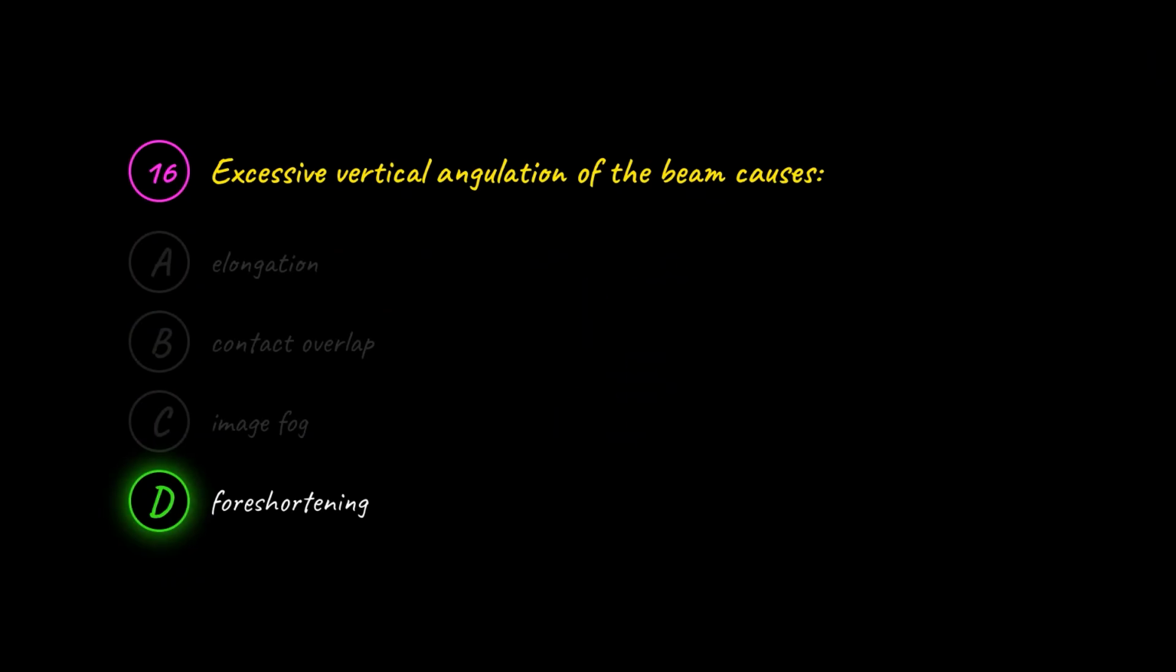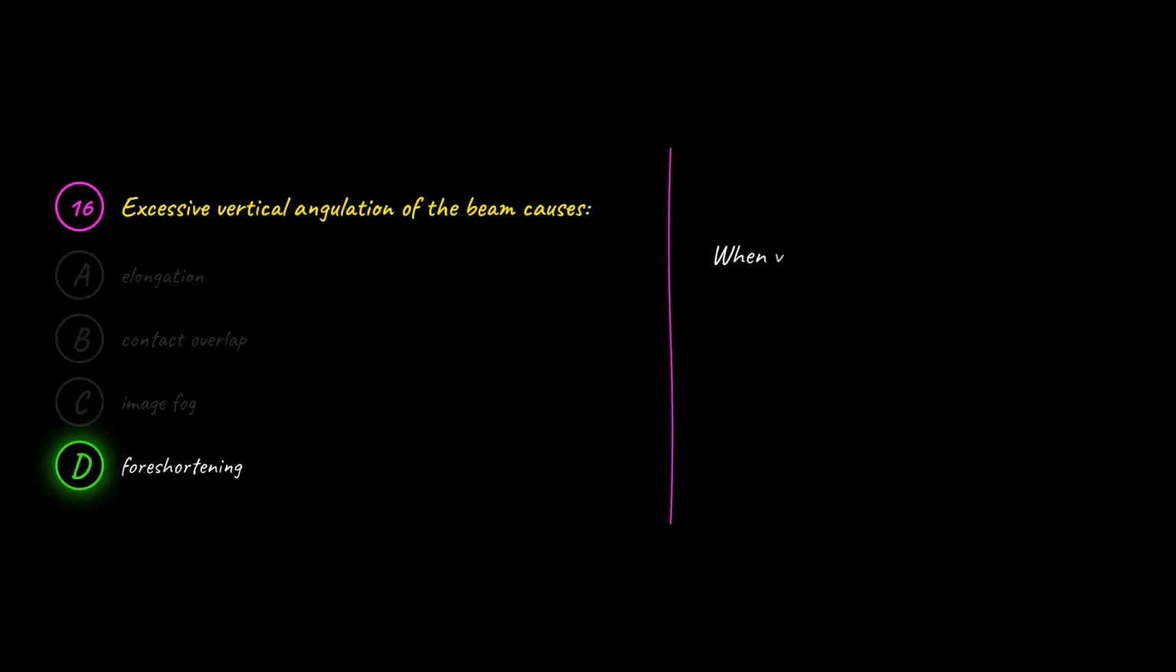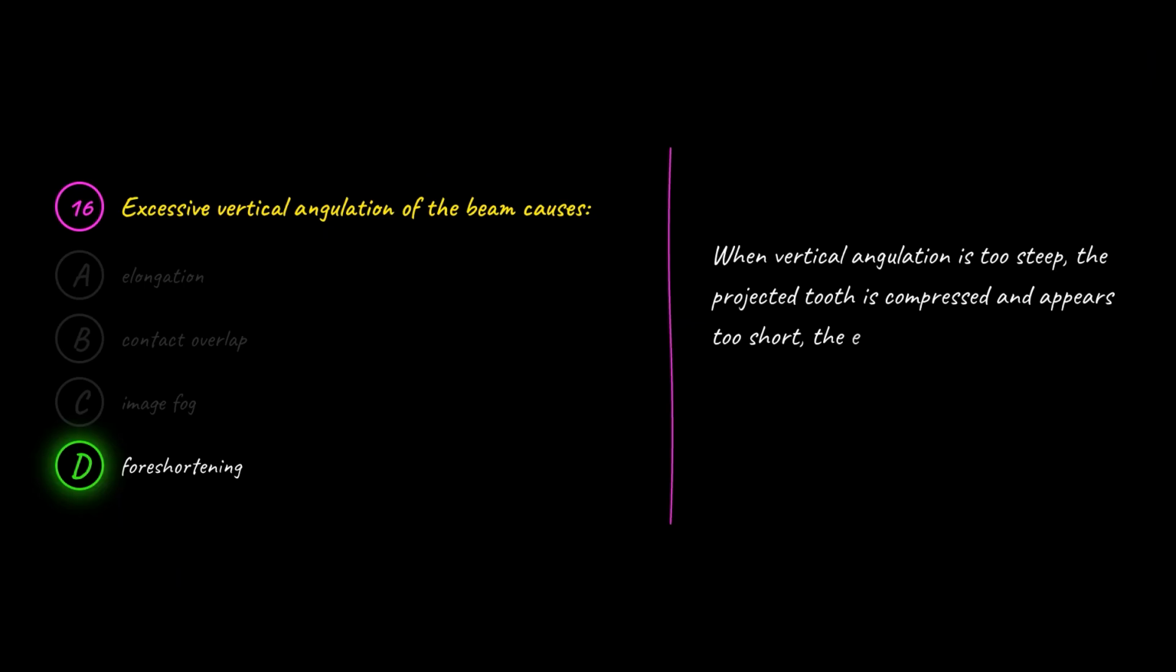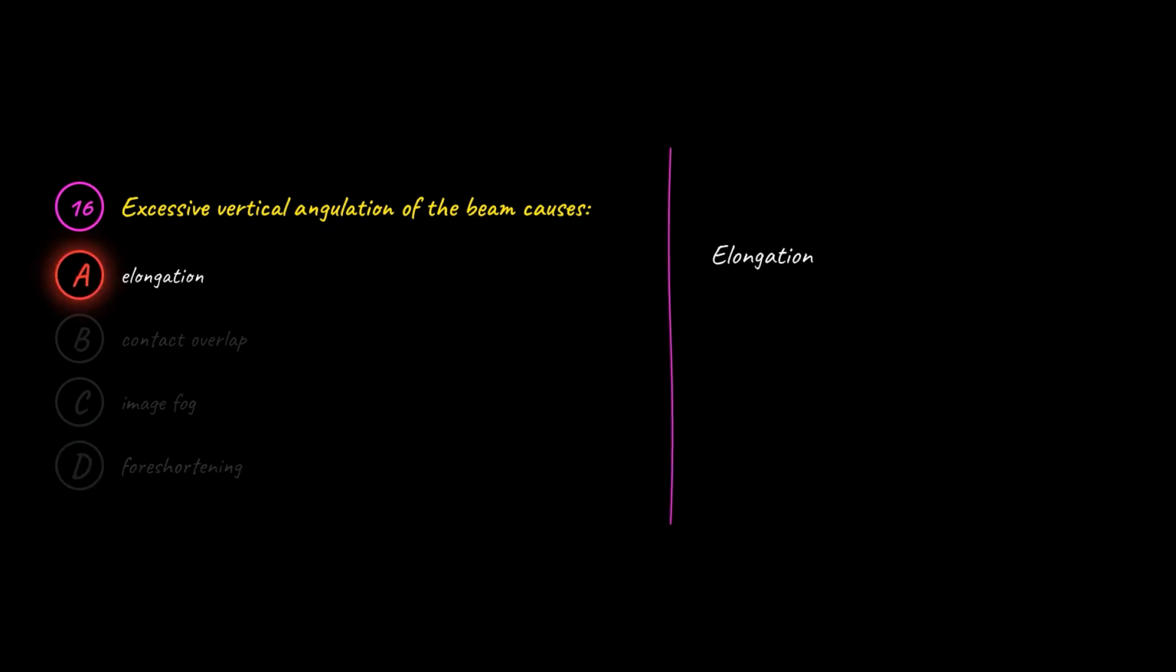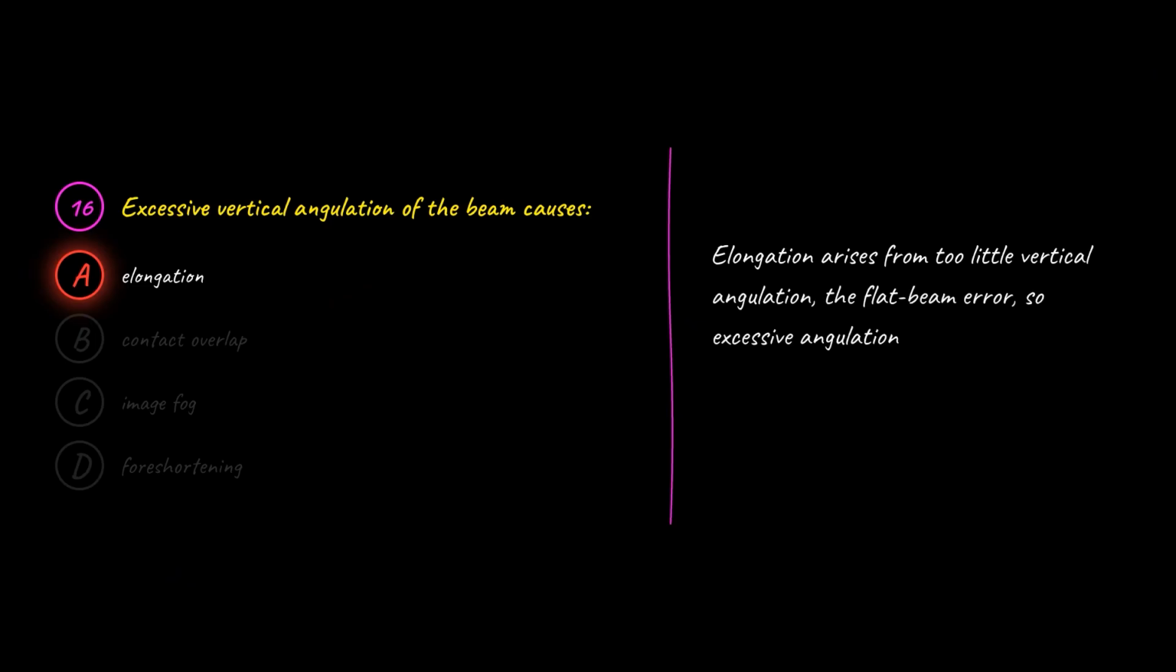The correct answer is D. Foreshortening. D is correct because when vertical angulation is too steep, the projected tooth is compressed and appears too short. The error called foreshortening is corrected by reducing the steepness of the vertical beam angle. A is wrong because elongation arises from too little vertical angulation, the flat beam error. So excessive angulation produces the opposite shortened appearance rather than a lengthened one.